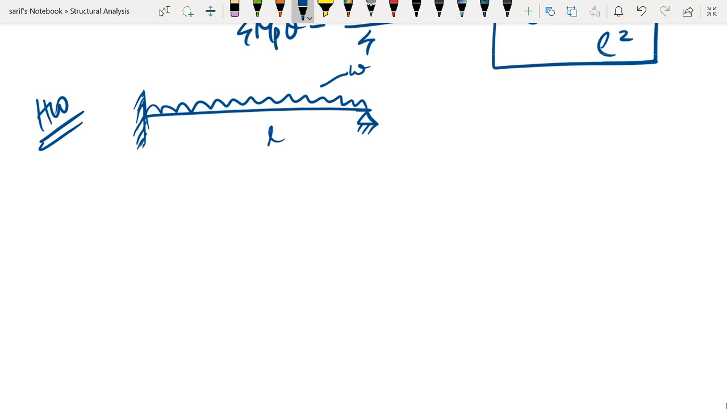Now how do we do this? First thing we have to do is we need to find out what is the reaction of this propped cantilever. Now that is a standard relation. You can get it from any of the textbooks or you can learn it by heart. So that reaction has to be found out.